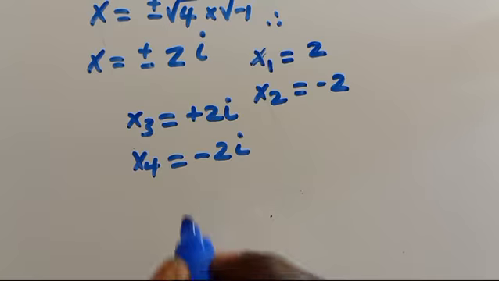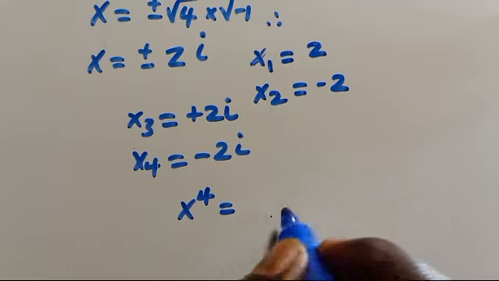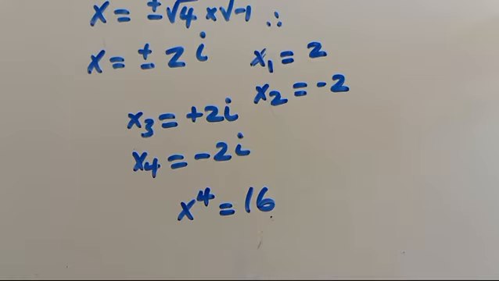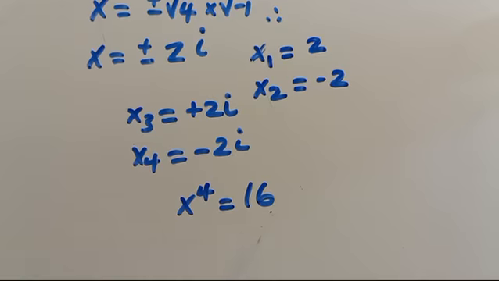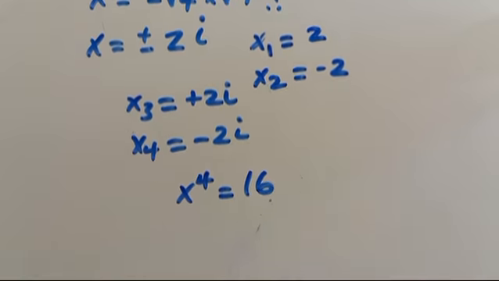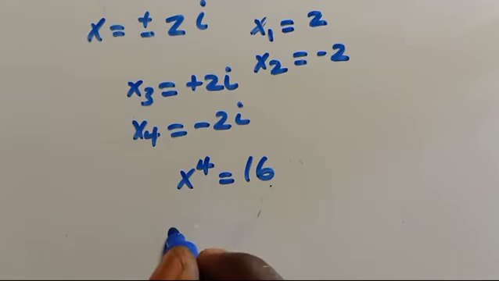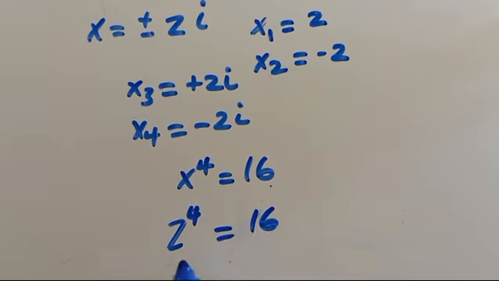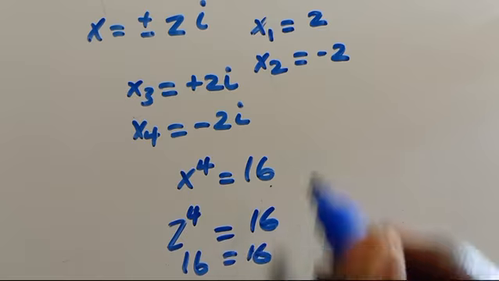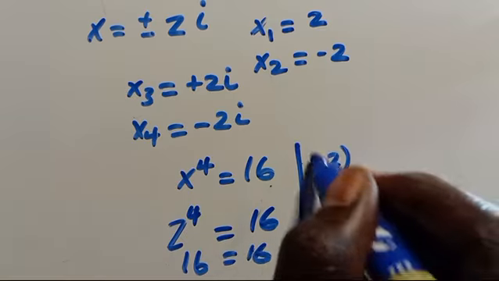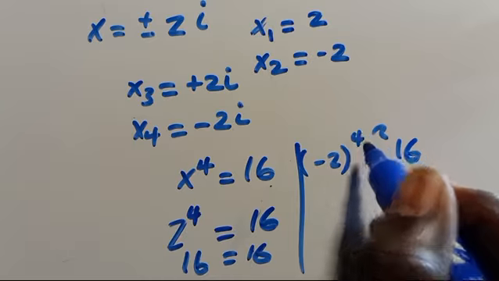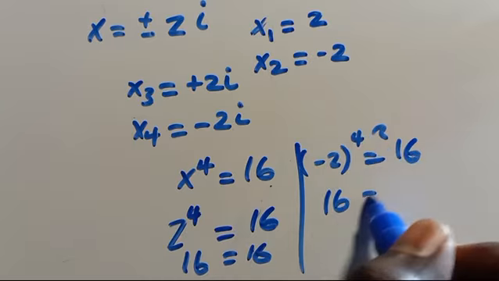X to the power of 4 equals 16. And when we substitute everything, let's verify this first. We have 2 to the power of 4, when x equals 2, equals 16. 16 equals 16. Minus 2 in parentheses to the power of 4 equals 16 because of this even number. Here it will be 16 equals 16.